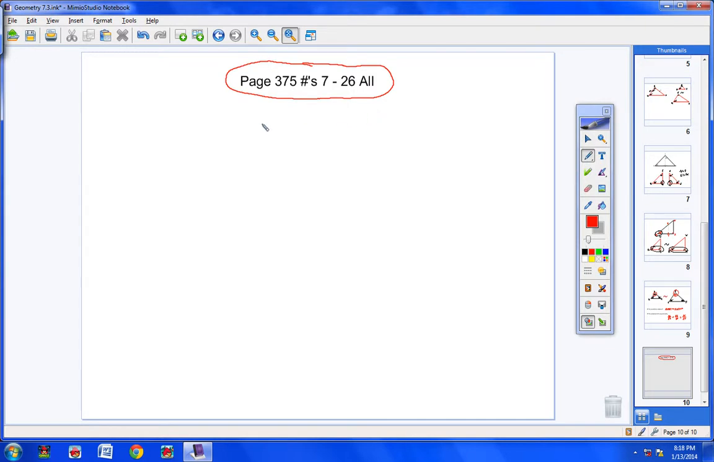And by the way, the angle similarity postulate, I'm going to have you write that 5 times. I know I usually do 3, but it's the only one, and I want you to really, really, really know that for your upcoming quizzes and tests. Now, none of this material that I've taught you today, the new material, will be on the quiz tomorrow. Okay, so page 375, 7 through 26 all. We're going to work on this tomorrow during class, and then we'll turn it in on Thursday. Okay, if you want to get a head start on it tonight, you're welcome to. You don't have to.